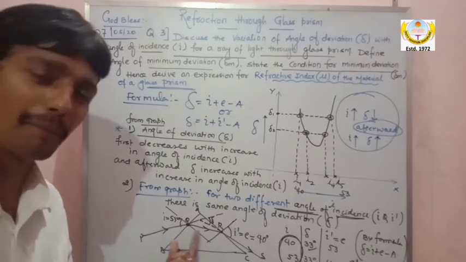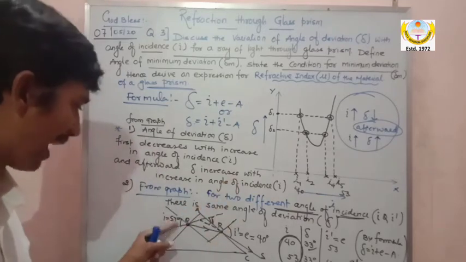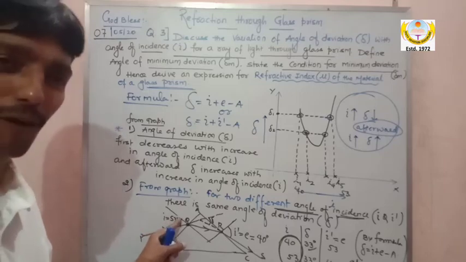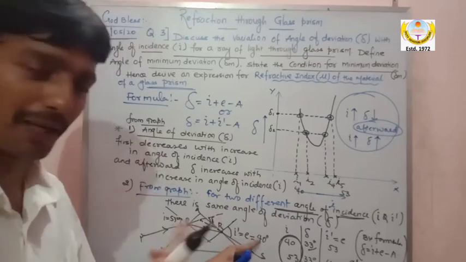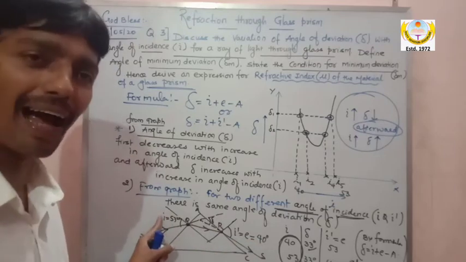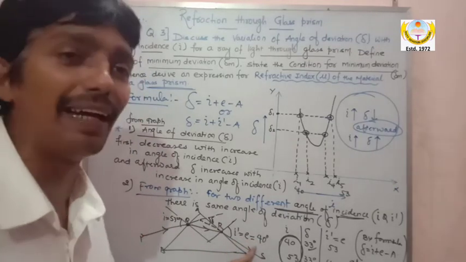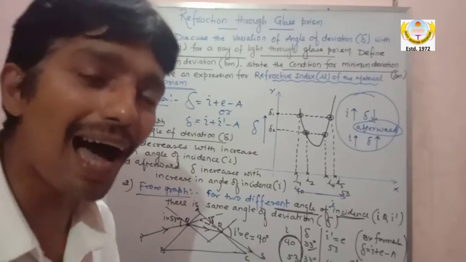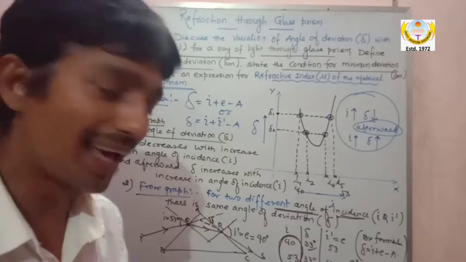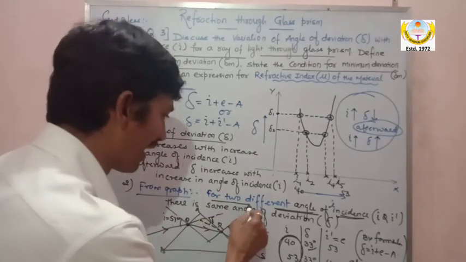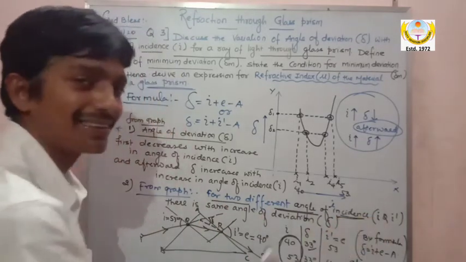So what is happening? My two figures I have drawn, my dear. Earlier I took 40 here, and E was coming 53 by beam refraction experimentally. And then if I go for I as 53, I will observe E as 40. So the I and E values get interchanged and delta remains the same. And therefore we say this for two different angles of incidence.